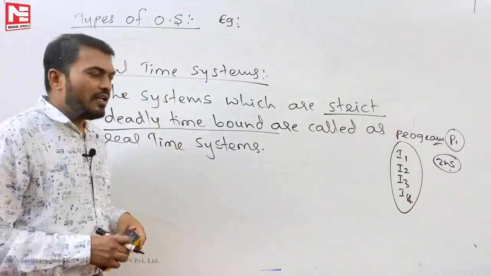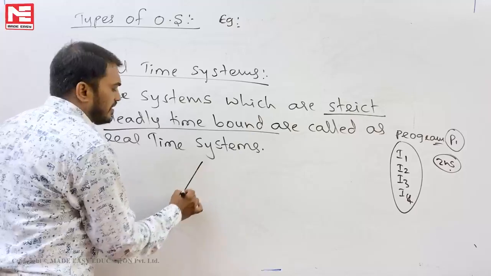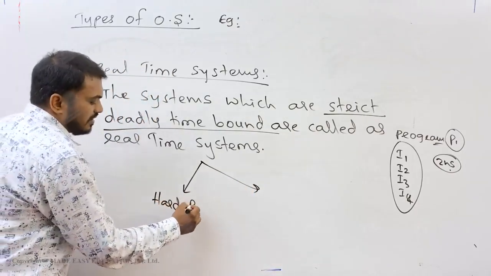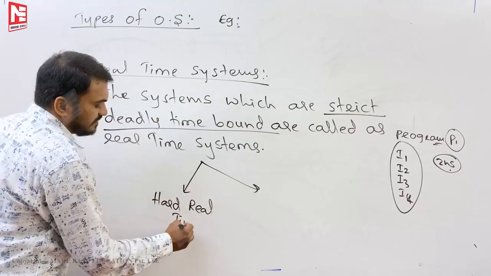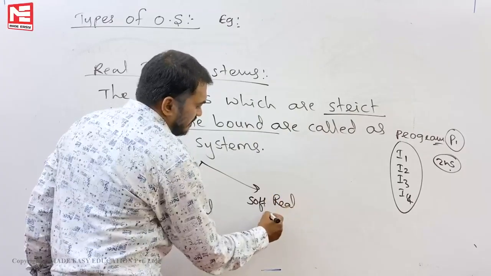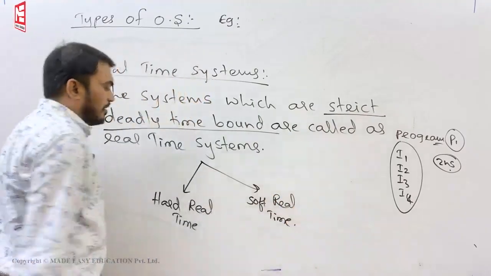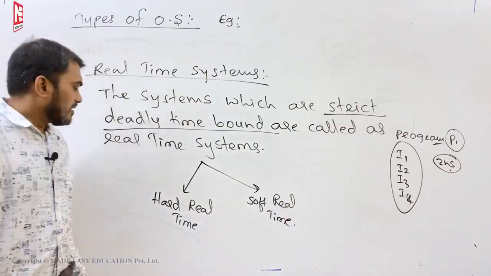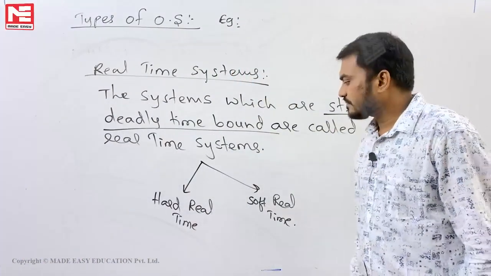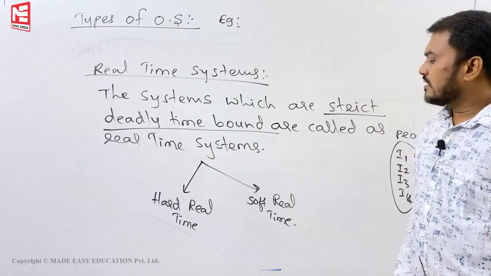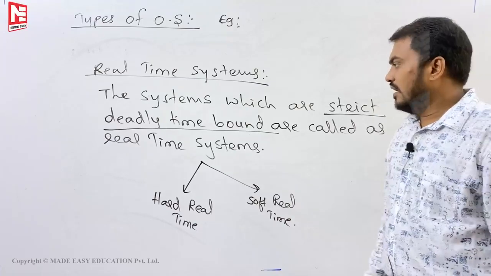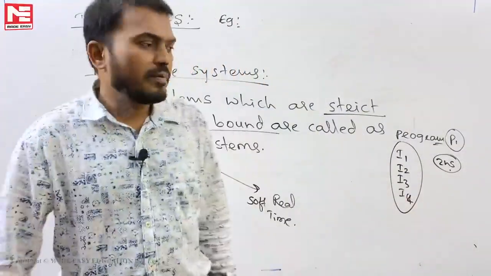Real time systems. Now remember, real time systems are categorized into 2 types. Note down: one is hard real time and the next is soft real time. Make a note of this. Real time systems are categorized into 2 types: one is hard real time and next is soft real time. So what is the meaning of hard real time and soft real time?